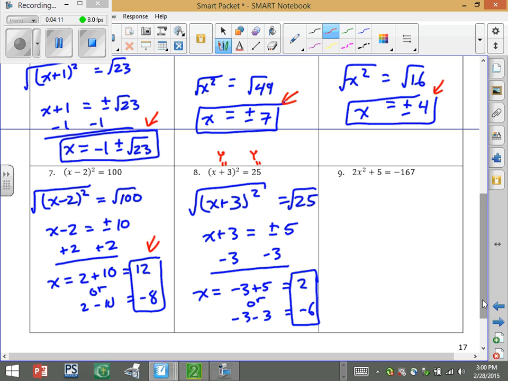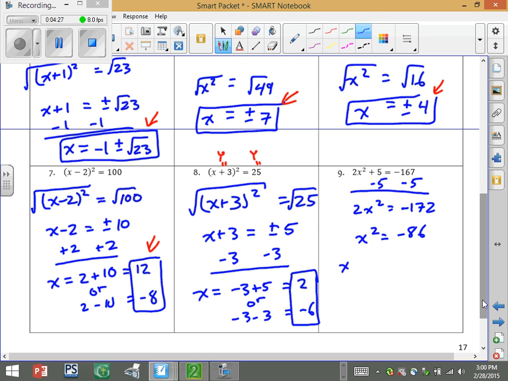So one last example here. We'll move 5 over, so we're left with 2x squared equals negative 172. And 172 divided by 2. So x squared equals negative 86.